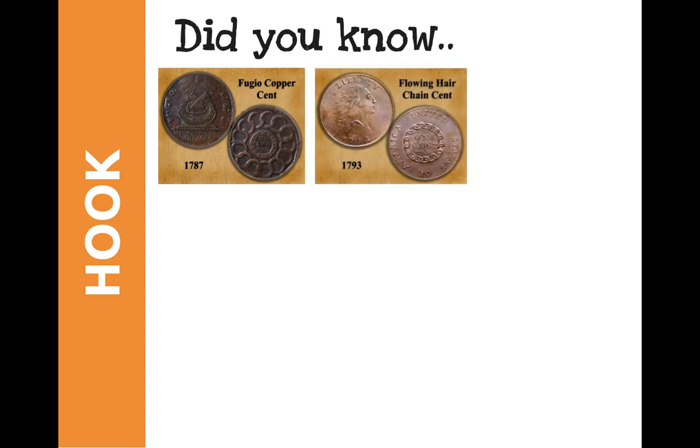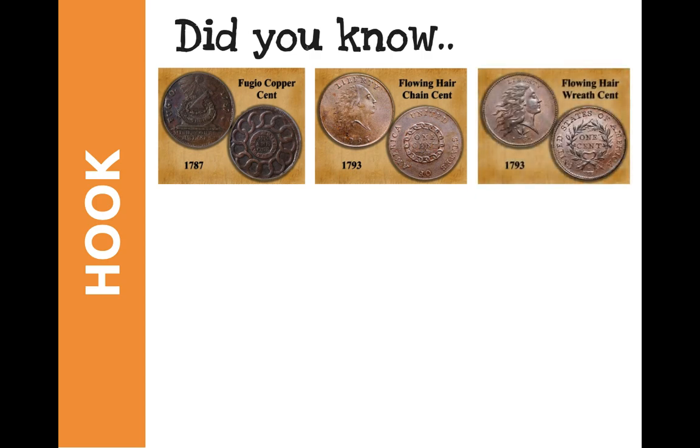The next penny to be minted was this cent, called the flowing hair chain cent. Look how different that is from today. Both of these are so different. And then the next one that came out also happened in 1793, and this one was called the flowing hair wreath cent, and you can see on the back on the tails that it has like a wreath on it.